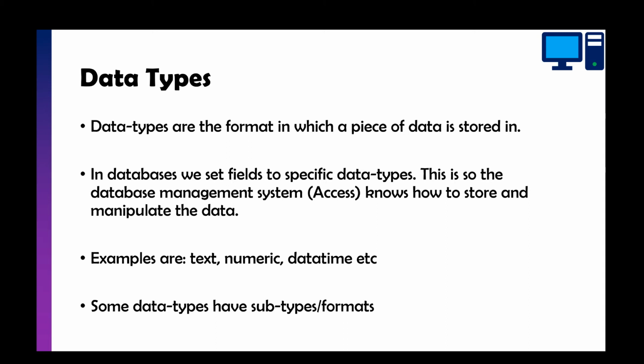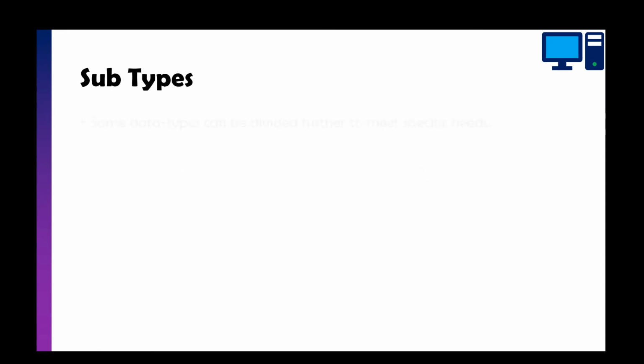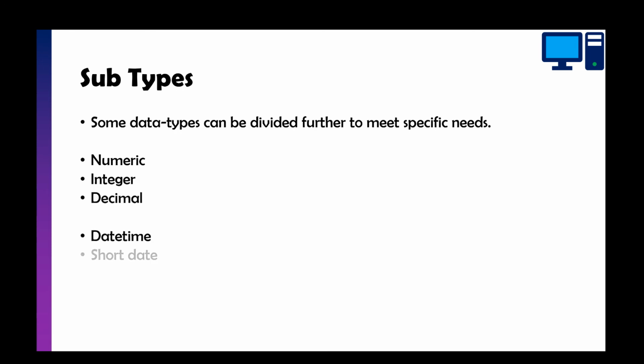We've got examples of text, numeric data, date, time, but there are also subformats or subtypes of each of these as well. A subtype is how we split these data types into more specific needs. For numerical ones, you might have integer or decimal, so whole numbers or decimal numbers. For date time, you might have a short date, a medium date, a long date. So it might just be 9th of June, but it might be 9th of June 1992, 12 o'clock in the morning. Things like that, we can be in different divisions to help us with what needs we have for the database itself.